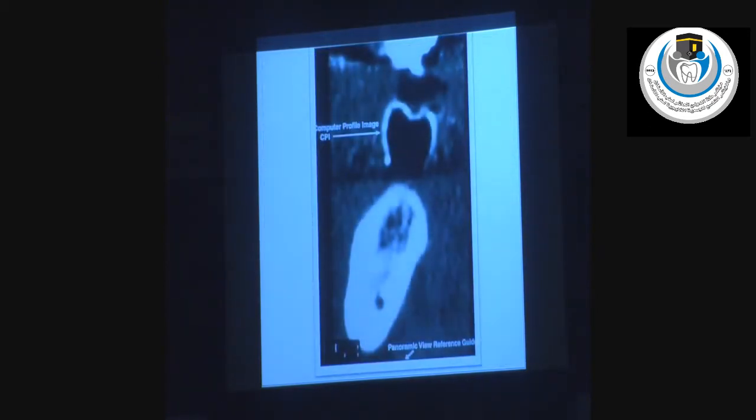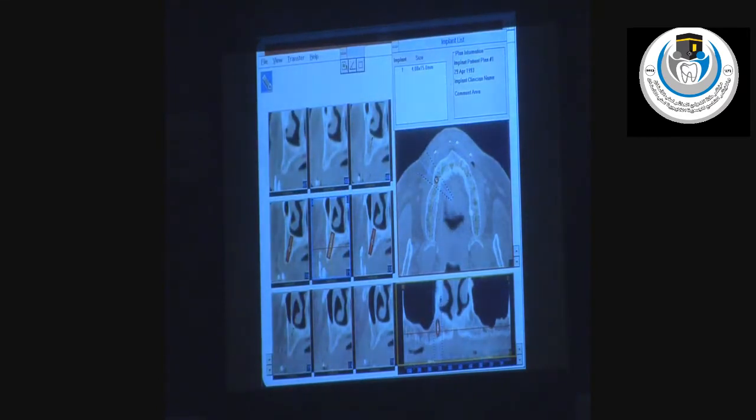Sometimes we need to take a CT scan, in some cases where we have a query about the width of the ridge and the size of the implant. In some cases we take a CT scan. Today we have a lot of software on computers that measures and determines the exact size of the implant and the inclination of the implant before we place the dental implant.